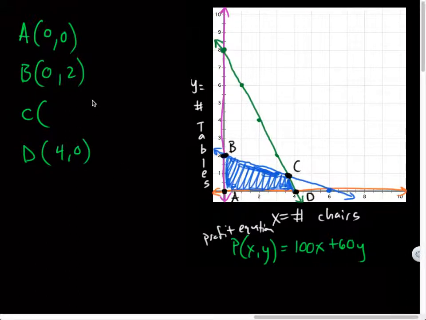Now, point C, I'm confused about. Point C is composed of the 2 diagonal equations. The green one was the 2x plus y is less than or equal to 8. And the blue one was originally the x plus 3y is less than or equal to 6. And if I want to find the intersection between those two lines, how could I do that?